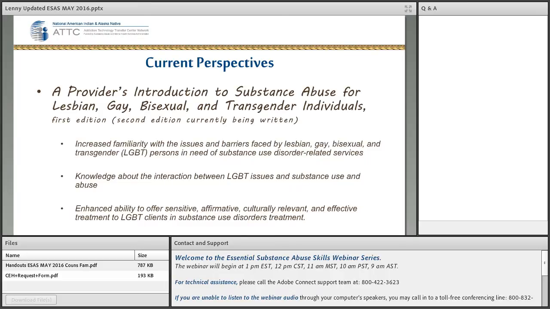The current perspective in regards to lesbian, gay, bisexual, and transgender individuals. A Provider's Introduction to Substance Abuse Treatment for Lesbian, Gay, Bisexual, and Transgender Individuals, first edition. So the goal is to learn about the issues that really impact the LGBTQ community in regards to family and couples.